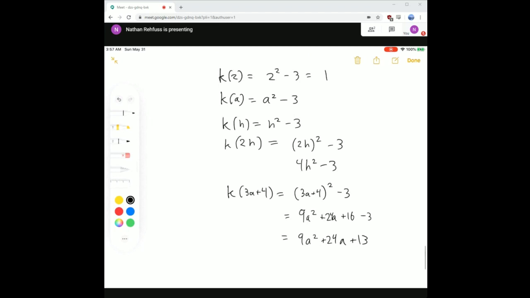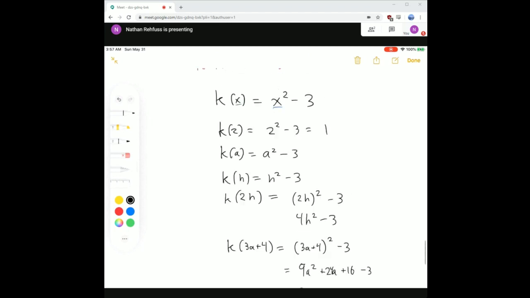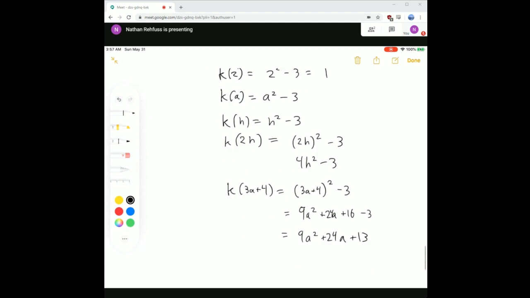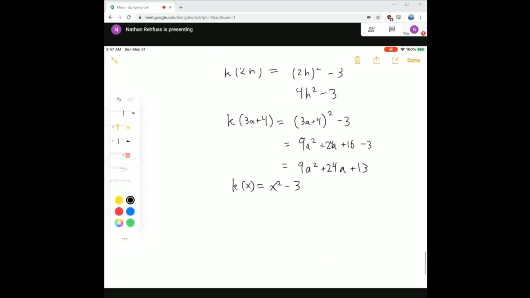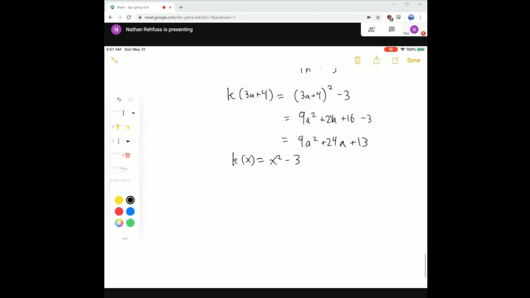One more I want to do for no particular reason, but we'll see these again soon. Again, remember k of x was x squared minus 3. I can even plug in an expression with an x in it. So don't be alarmed here. If I say k of x plus h, that would get me x plus h quantity squared minus 3.